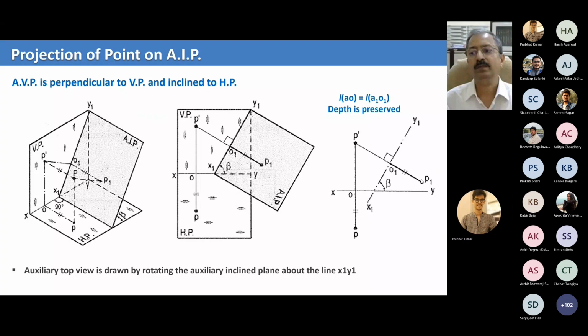Okay, and now what will be equal? Your depth is equal, so your OP will be equal to your O1 P1. That's how we define the point P1, which is the projection of the point P on the auxiliary plane.